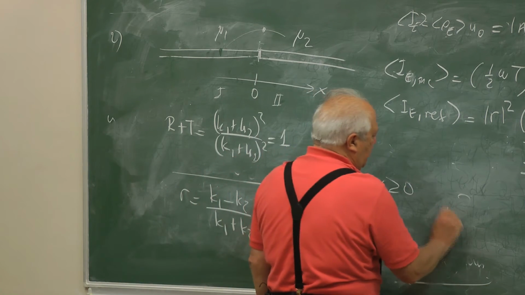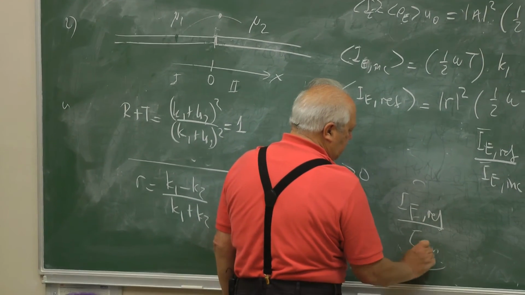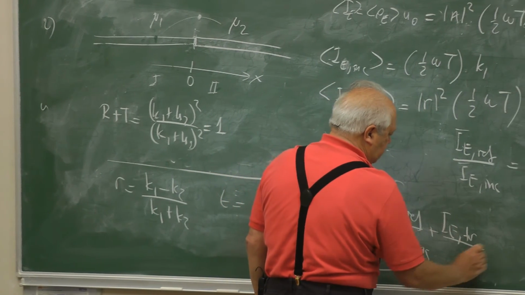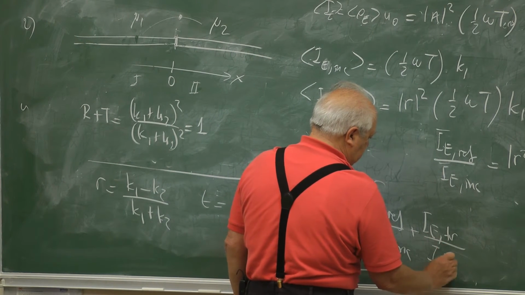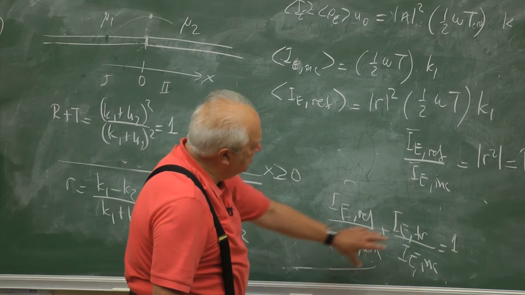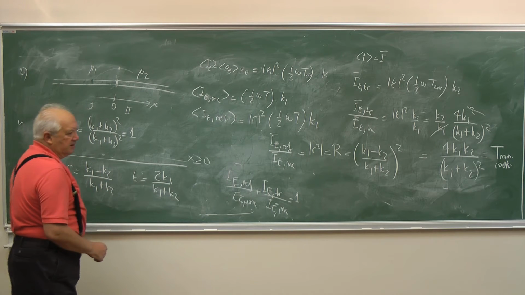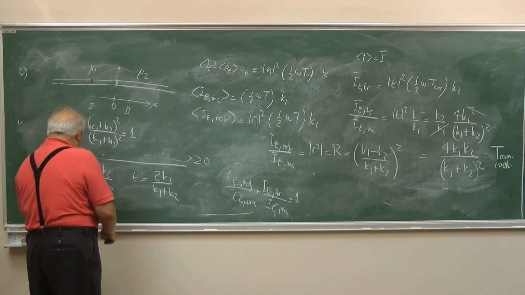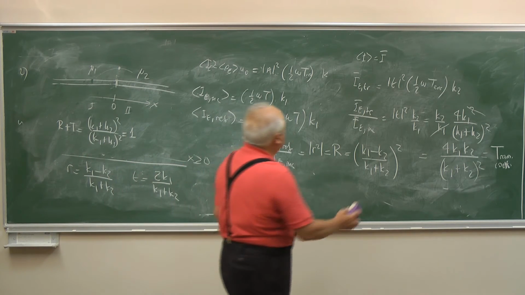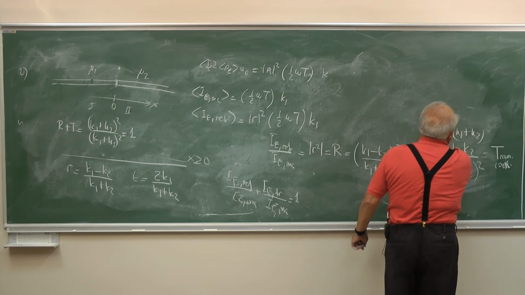We define them as IE reflected over IE incoming plus IE transmitted over IE incoming. That's equal to 1. Namely, we accounted for all the currents in this problem. That's unitarity. Namely, we followed the energy in all its paths. We can make a simple graphical representation of the energy flow.